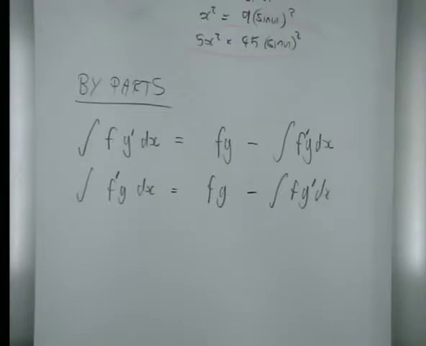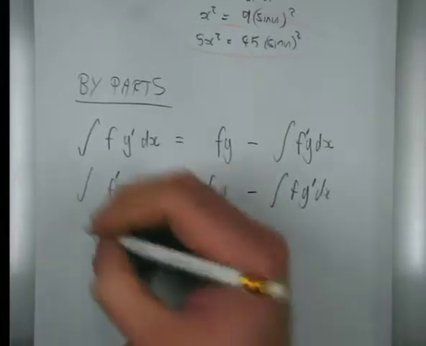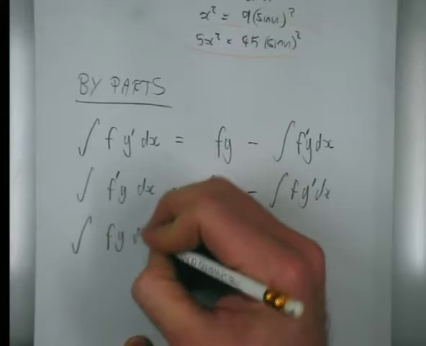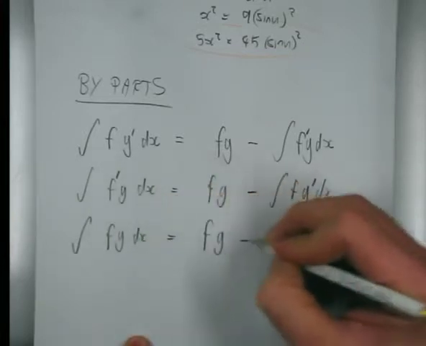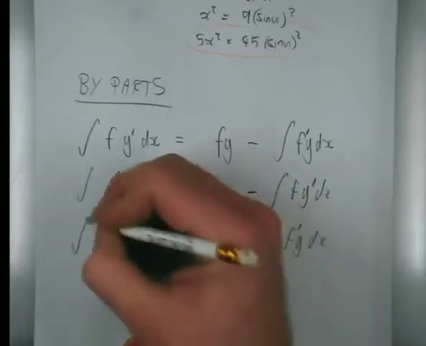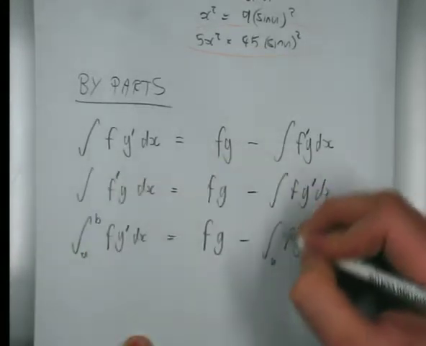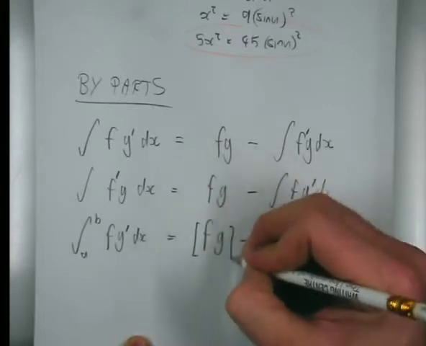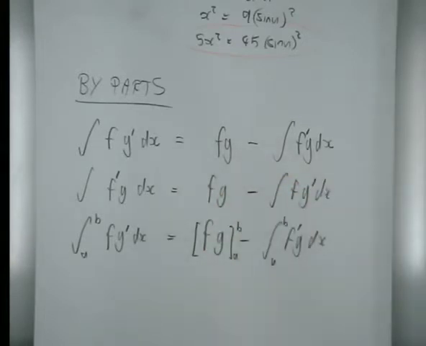Now I should point out as well that by parts has a definite integral version. So if you're doing definite integrals, then this FG is the result of doing an integral, so it has to have your square bracket thing in it. So don't forget to do that, because people do.